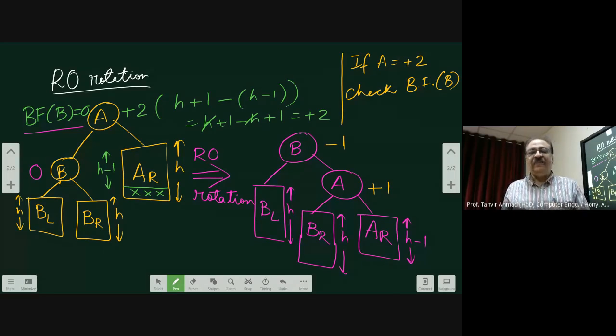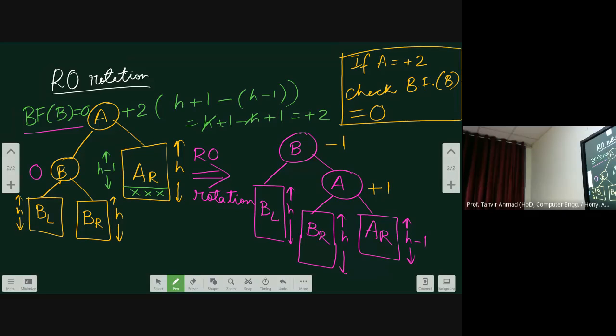Then you check the balance factor of B, which will be equal to 0. And if this is the case, you apply R0. That means if A is equal to plus 2 and the balance factor of B is equal to 0, you apply R0. And the resultant tree, what I showed, is the end result.